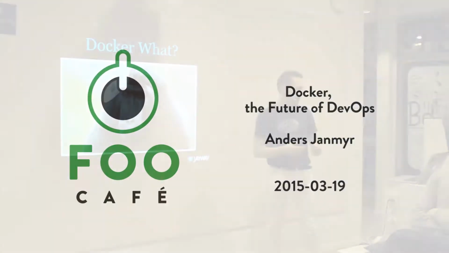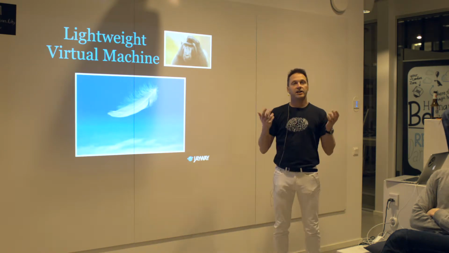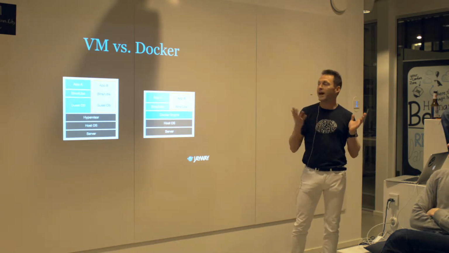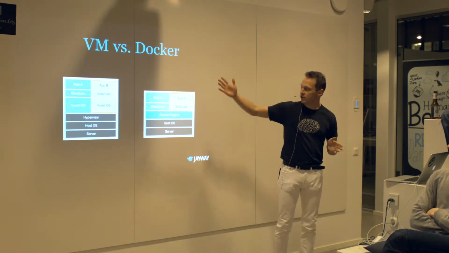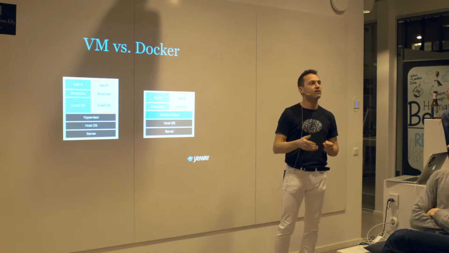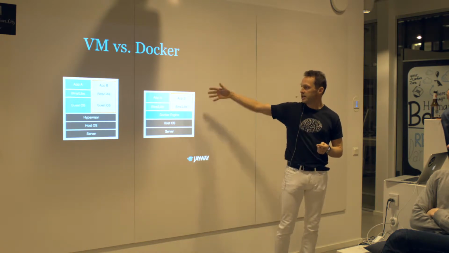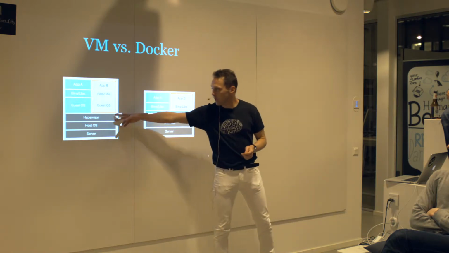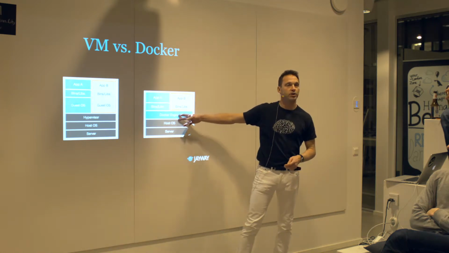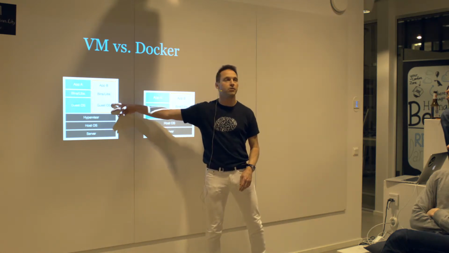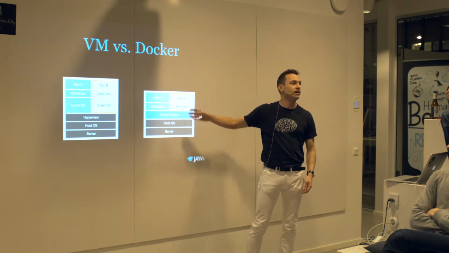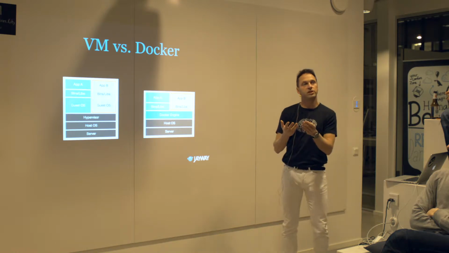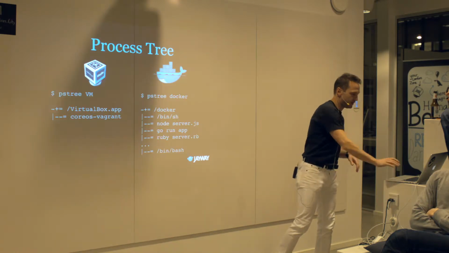What is Docker? One way to see it is that Docker is a lightweight virtual machine. And lightweight in what way? If we compare the stacks of a Docker machine and of a normal virtual machine, here we have a hypervisor, here we have something called a Docker engine. But here we have a guest operating system, and here we have nothing. That is really the main difference.